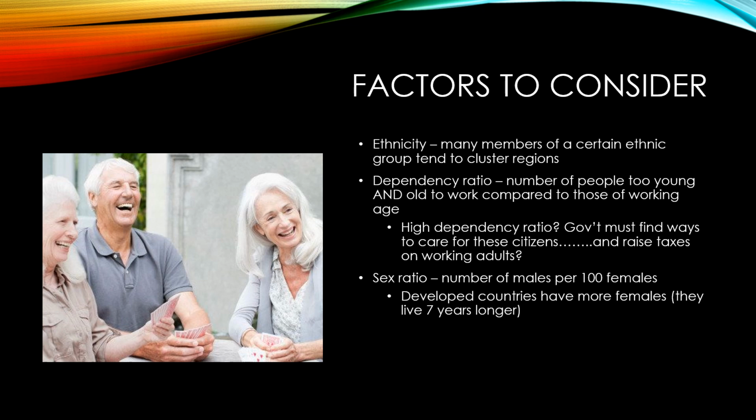And then the last factor we'll consider is sex ratio. It's the number of males per 100 females. A developed country will likely have more females. They live quite longer, and those developed countries have a higher life expectancy. But what are the implications for a country if they have a sex ratio that is highly imbalanced toward males? China, after the introduction of their one-child policy, saw that happen. So what are the consequences of that? So these are factors that must be considered.